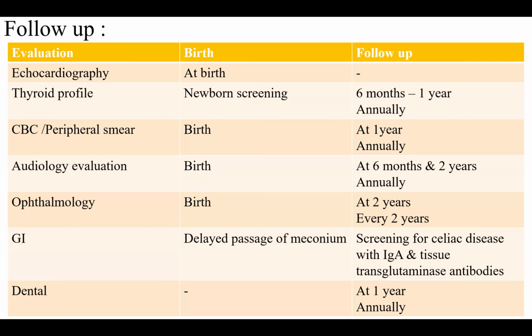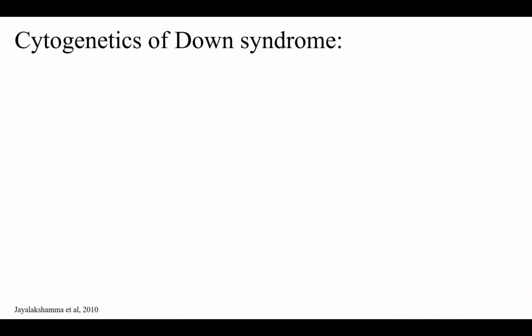Audiological evaluation at birth, followed by 6 months, at 2 years, and then annually. Ophthalmology evaluation should be done at birth and at 2 years, followed by every 2 years. And for GI, history of delayed passage of meconium should be noted, since the child is more prone to Hirschsprung disease. And at follow-up, screening for celiac disease with IgA and tissue transglutaminase antibodies can be done. And dental examination should be done at 1 year, followed by annual examination.